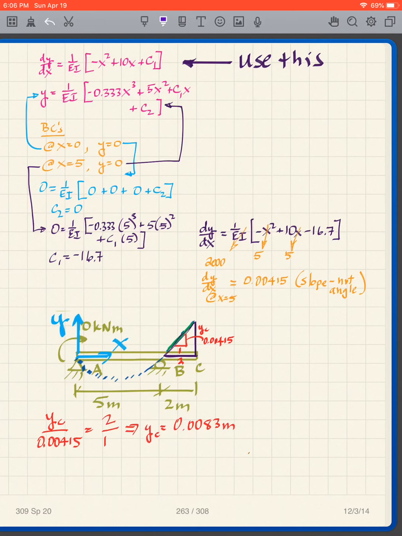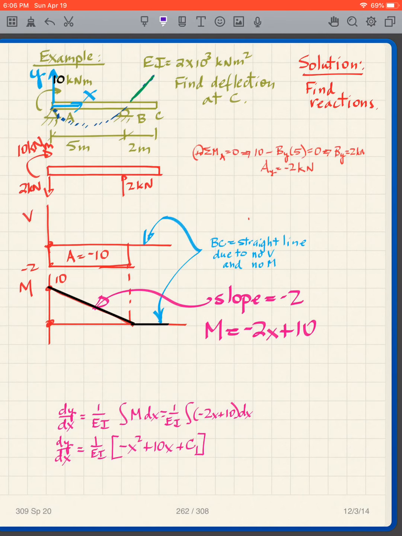So my equation for dy dx is 1 over EI times negative x squared plus 10x minus 16.7 because I have the C1. And what I'm trying to figure out to do this particular problem is I want the value of the slope, the value of dy dx, when x equals 5, because that was the question. Or that's what's going to help us solve this. Remember, we have to get the slope at this point because we're just going to extend that upward to get the deflection at C. We wanted the deflection at C. That was our goal.